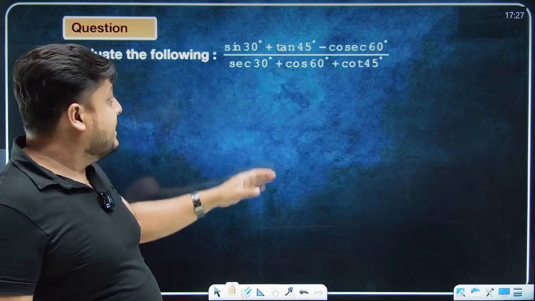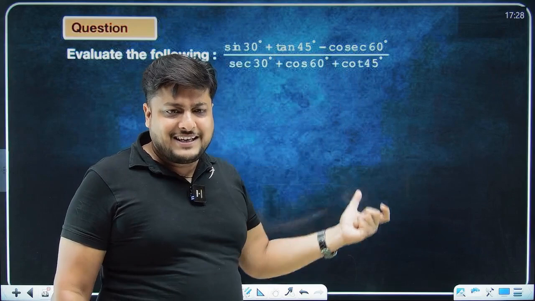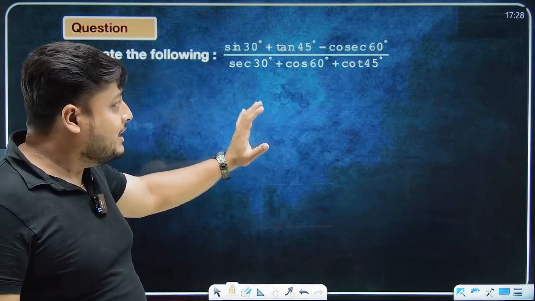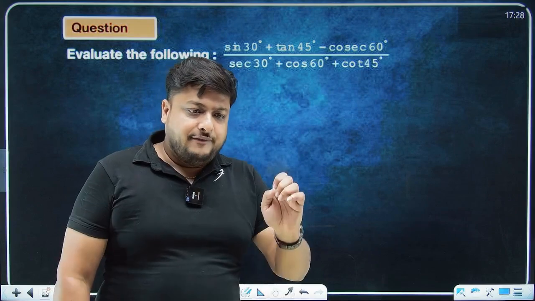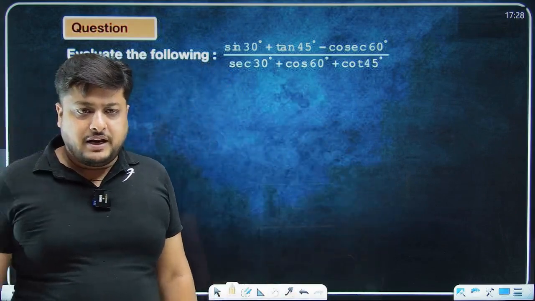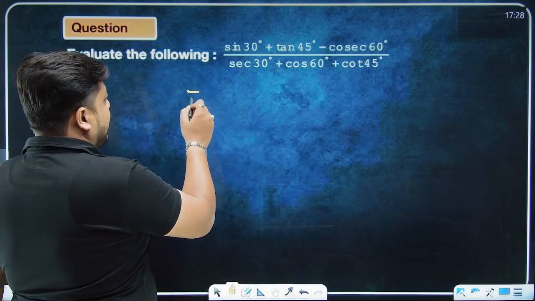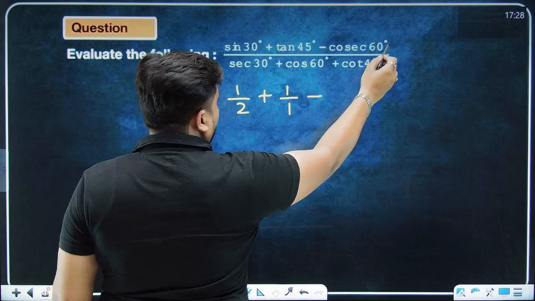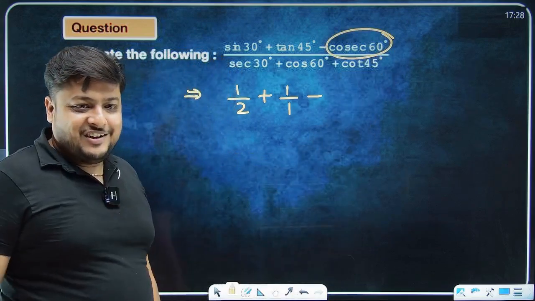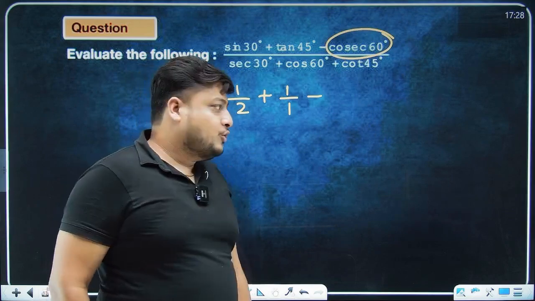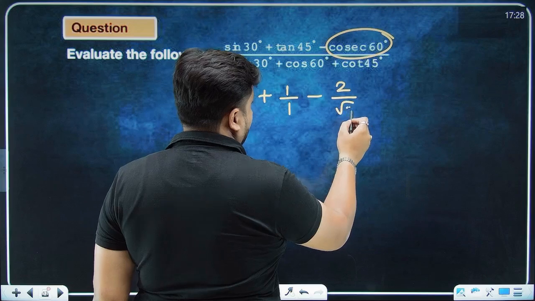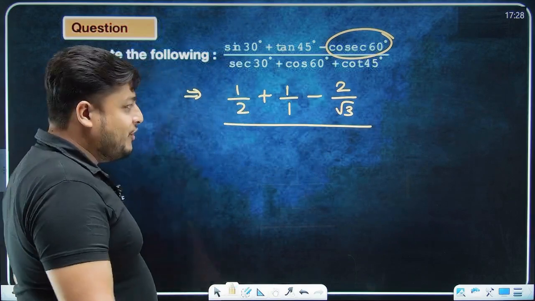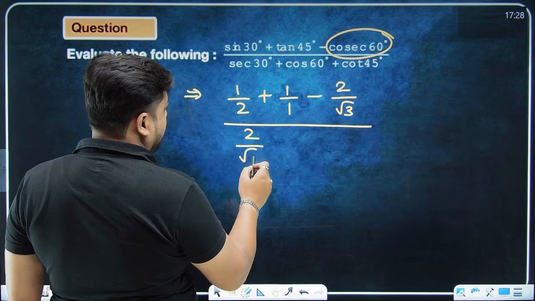Here this is a fraction: sine 30 plus tan 45 minus cosec 60, upon sec 30 plus cos 60 plus cot 45, and we have to evaluate using trigonometric table. It is very easy. If you know the values, you can put the values and you can get your answer. So sine 30 is what? 1 upon 2. Tan 45 is what? 1. And what is cosec 60? Yeah, 2 upon root 3. Very good answer. Okay. And now what is sec 30? It is also 2 upon root 3.